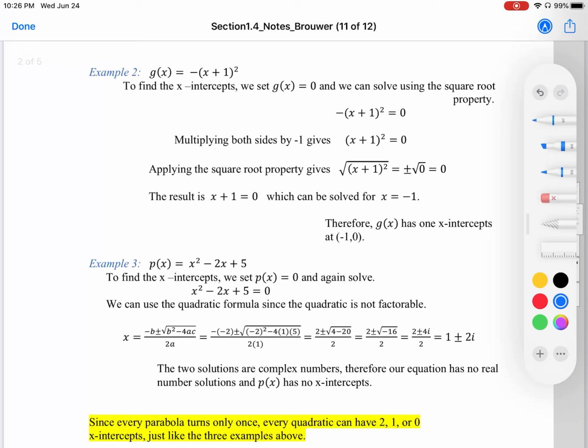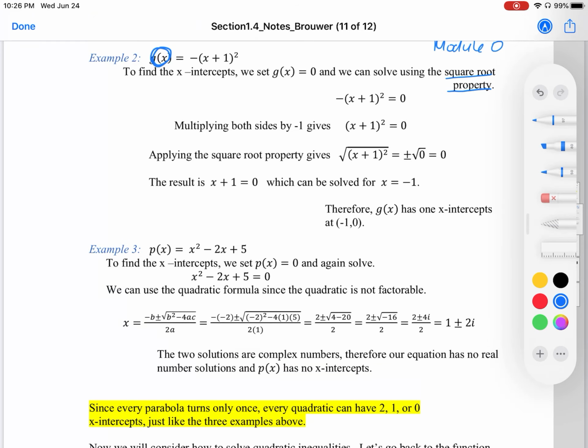Example 2. This is going to be a different method to solve for 0. To find the x-intercepts, again, we set g of x to 0, and we can solve using the square root property. There's also a video of the square root property, again, in Module 0, in case that sounds unfamiliar. All right, so here we have our equation, and we set it equal to 0. We want to get rid of that negative, so we just divide it to both sides, and that gets rid of it.